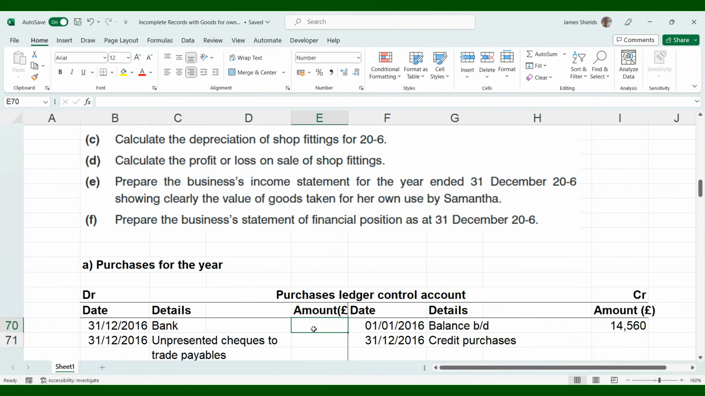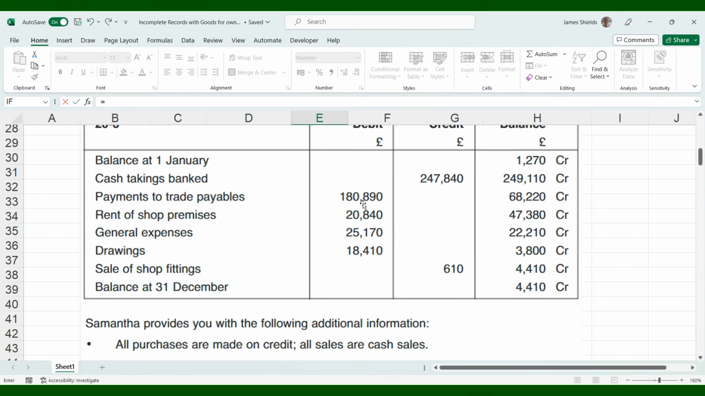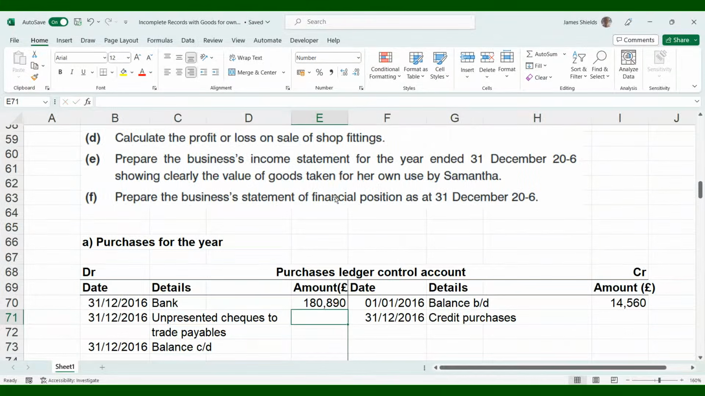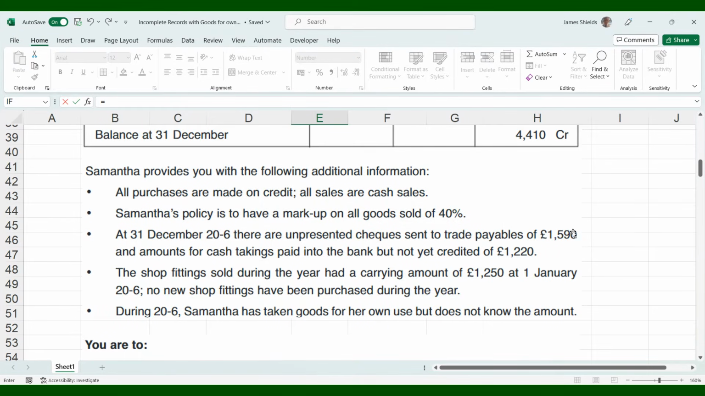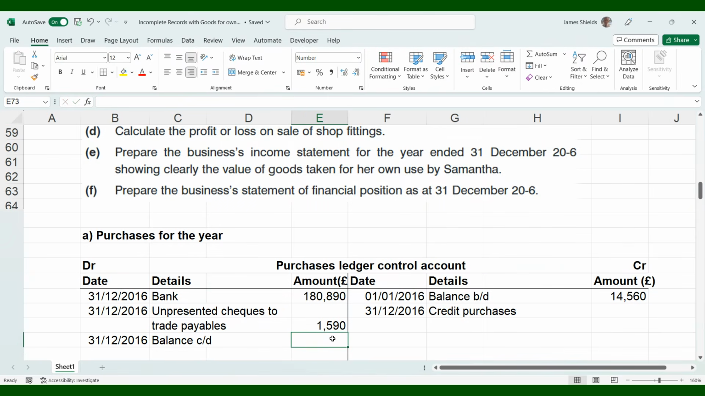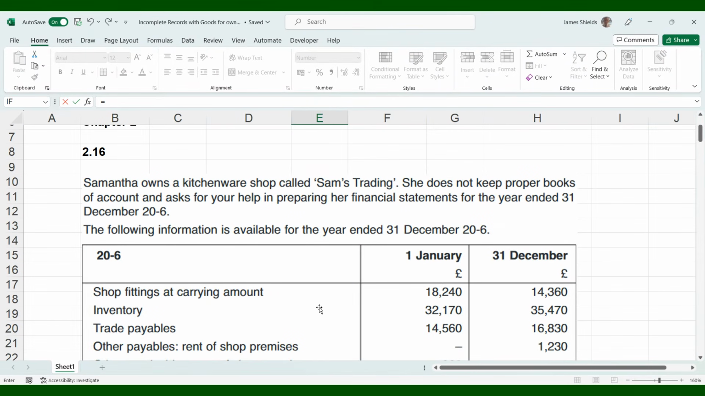The amount paid to our trade payables, again, we go to the bank statement. So payments to trade payables is £180,890. I've got to remember, we also had unpresented checks to trade payables. That was in the information, and that was £1,590. The balance carried down, we're told in the question, is the balance on the 31st of December 2016. So go back to the initial information. Trade payables, 31st of December, is £16,830.